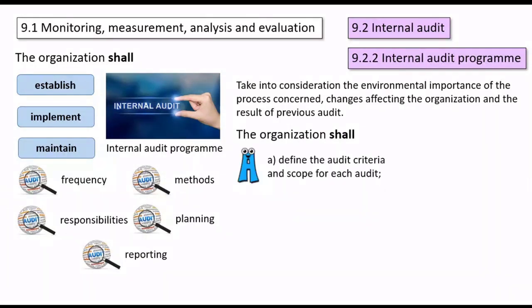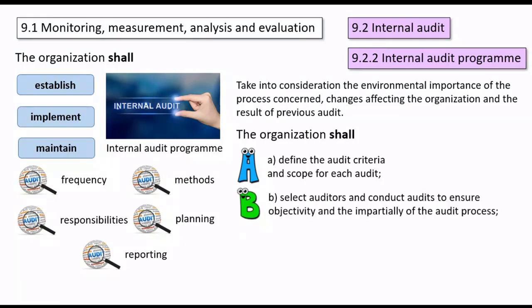Next, the organization shall define the audit criteria and scope of each audit. Okay, so define the audit criteria. If you want to conduct the audit or audit program, what is the criteria, what is the scope of each audit? Then you need to select the auditor and conduct the audit to ensure the objectivity and the impartiality of the audit process. Okay, this is very important.